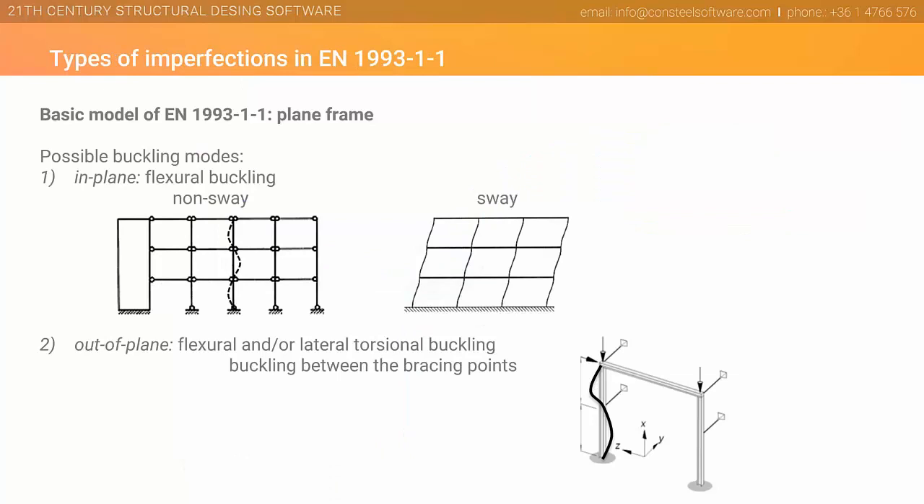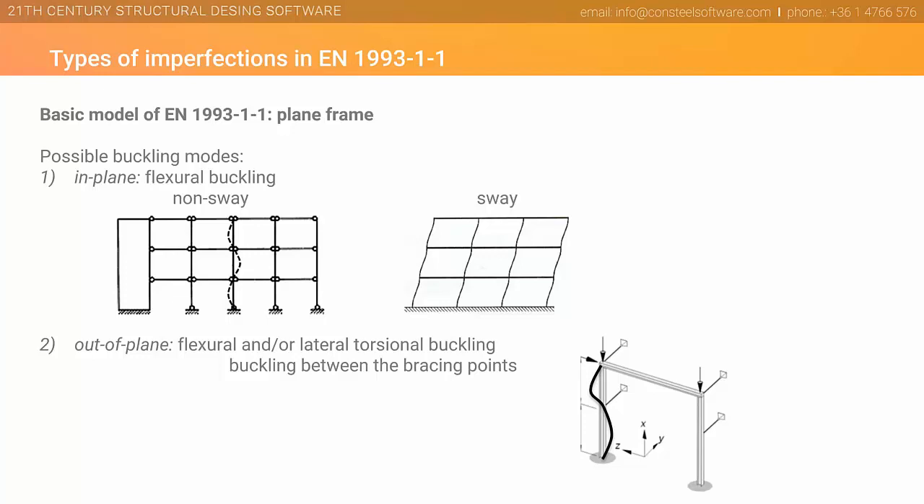Okay, some words about the different types of imperfections defined in the Eurocode. It should be kept in mind that the basic model of the Eurocode is a plane frame. That means that we have a plane for the structure, and out of plane this frame is completely braced. So swaying can occur only in that plane.